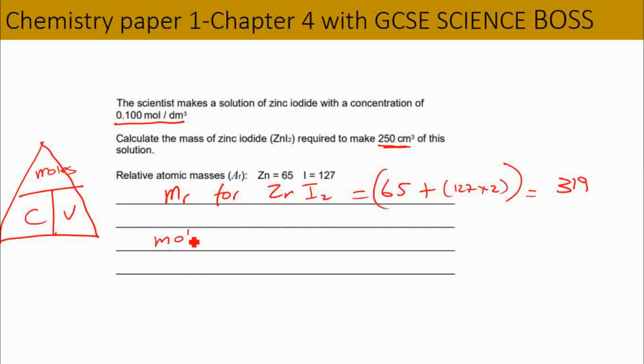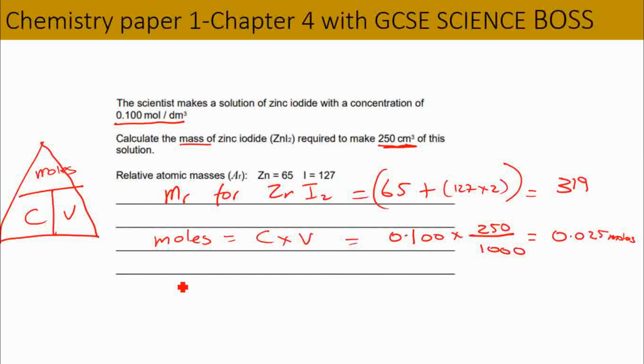Okay, so moles is equal to concentration times by volume. So what's my concentration? 0.100, and we're going to times that by 250. But remember, it is cm cube. You need to change that to dm cube, and that should give you an answer of 0.025 moles.